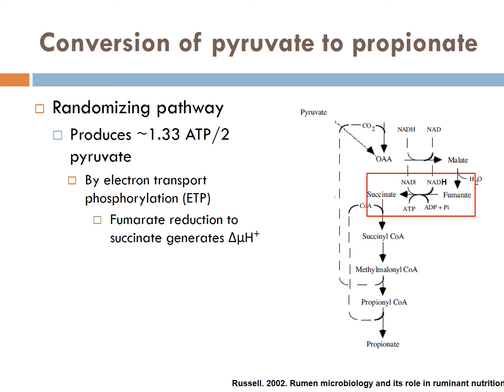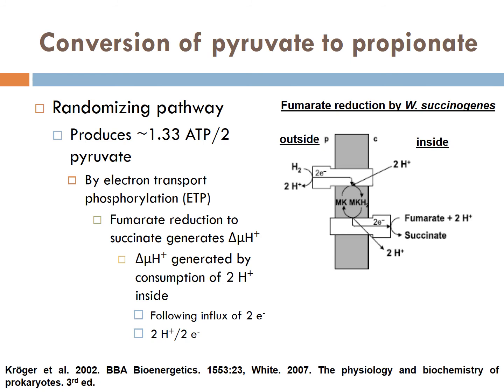In the randomizing pathway, electron transport and ATP formation occur when fumarate is reduced to succinate. The figure in your textbook does not show the steps in detail. It simply shows ADP is being phosphorylated to ATP during reduction of fumarate to succinate. To produce ATP by electron transport phosphorylation, fumarate reduction first generates a proton motive force. The figure at right shows you how that proton motive force is generated.